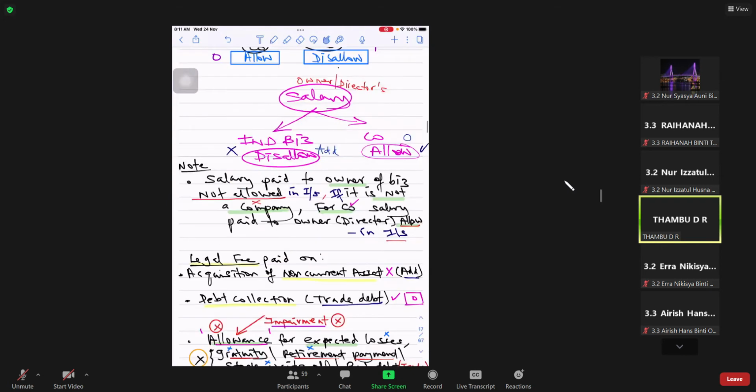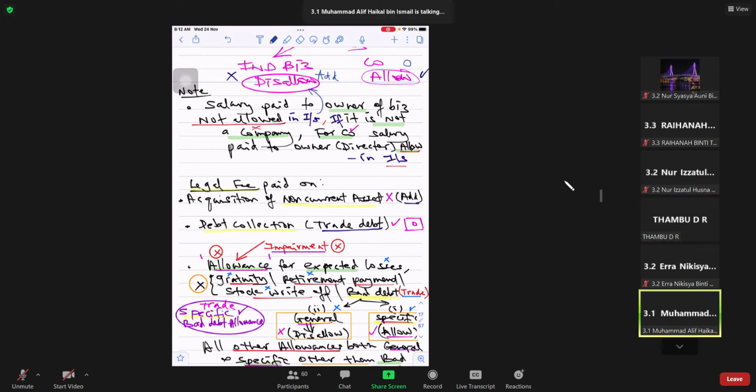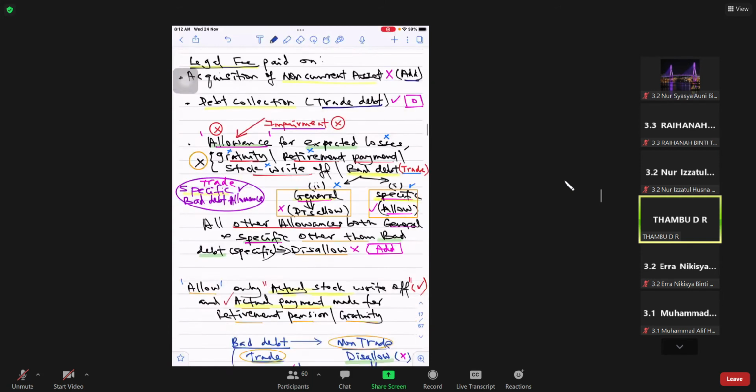Okay, next. Note, salary paid to owner of a business is not allowed in the income statement if it is not a company. For a company, salary paid to owner director is allowed in the income statement. Not allowed in the income statement only for individual business. If it is a company, we allow. Now look at more rules coming up.